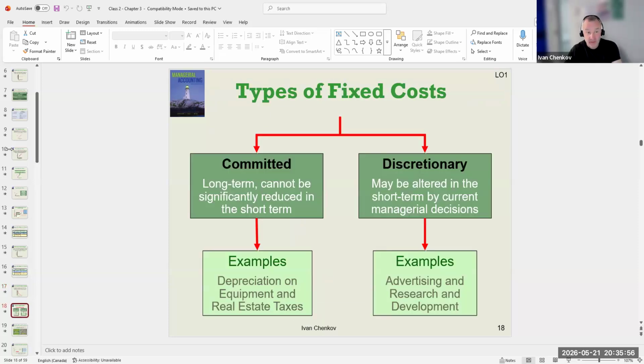So for the fixed costs, we have two types of fixed costs. Remember this, pay attention, please. This is important. I want you to understand this. You have two types of fixed costs. One is committed fixed cost, the other one is discretionary. What makes the fixed cost committed? When you have a long-term commitment.